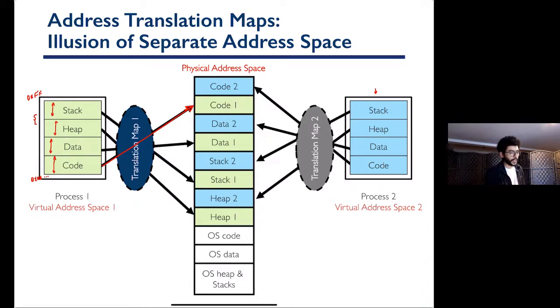For instance, the address that the code 1 gets here is more than the address that data 1 gets here. These are physical addresses. Whereas in the virtual address space, the data had a higher range of virtual addresses compared to code. And that makes sense because it's a mapping. We don't need to make sure that the order is also the same.